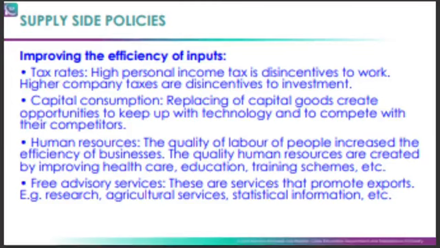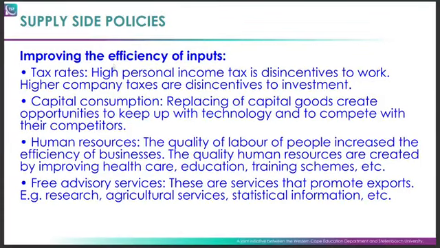Then another way of seeing supply side policies is improving the efficiency of inputs. And when you want to improve the efficiency of inputs, there are various things that can happen. The first one is looking at the tax rates. Obviously, if I have to pay too much of my income to government, this is going to be a disincentive to work. What we mean by the term disincentive is that it discourages people from working.